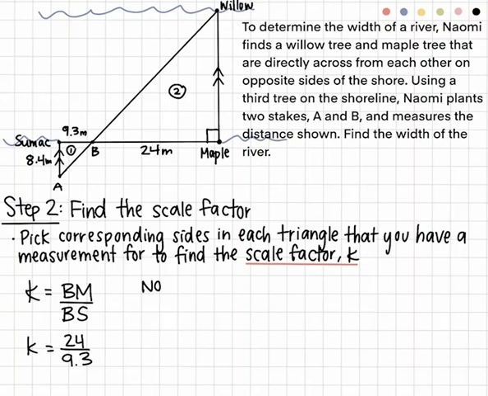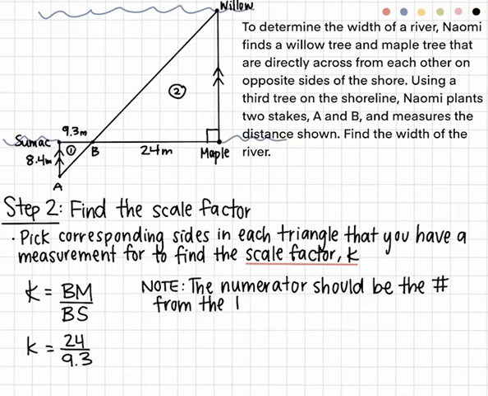Okay, let's make a note here though. Note. The numerator, you're probably wondering, how did I choose where to write what? Why didn't I write BS on the top and BM on the bottom? So I'm going to tell you right now, the numerator should be the number from the triangle whose side length you are looking for.